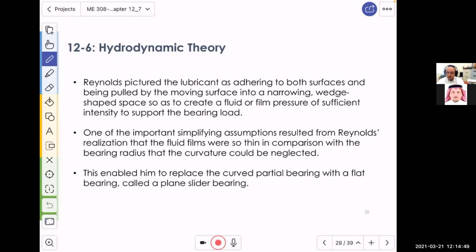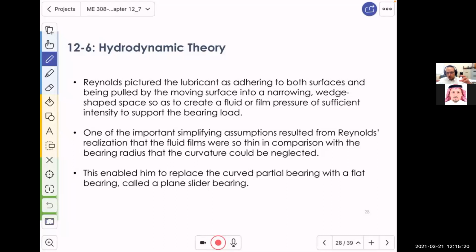There are now two boring slides ahead, too much text, no pictures, and too many things. But please bear with me, just 2 minutes, no more. So first of all, Reynolds imagined in his head that lubricant adheres to both surfaces, which is very reasonable, right? And when it adheres to them, it is being pulled by the moving surface.